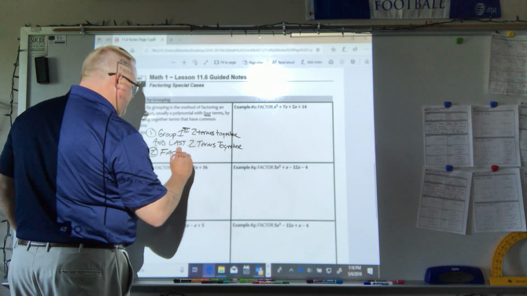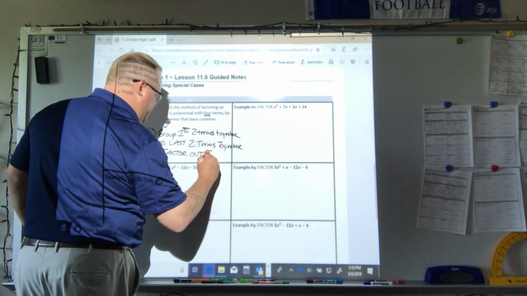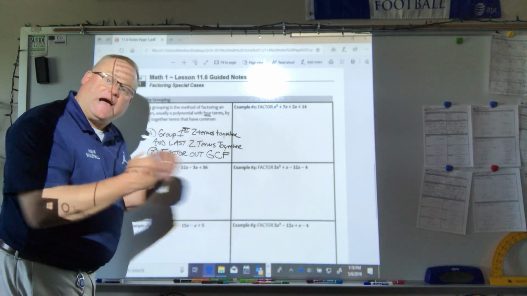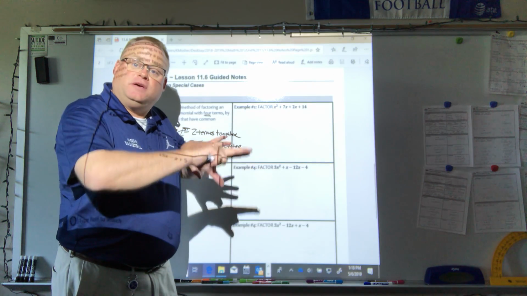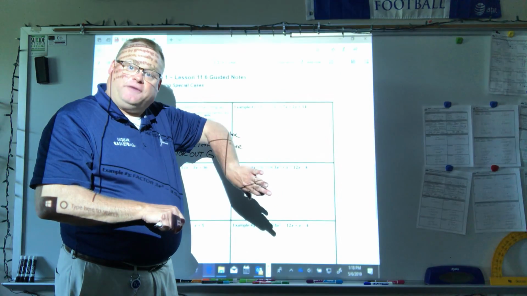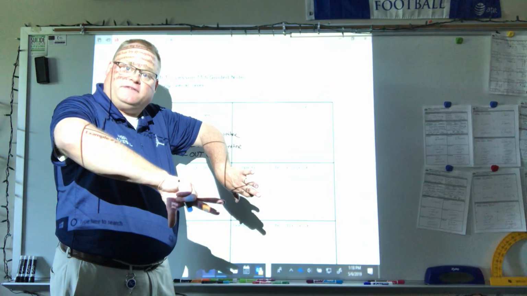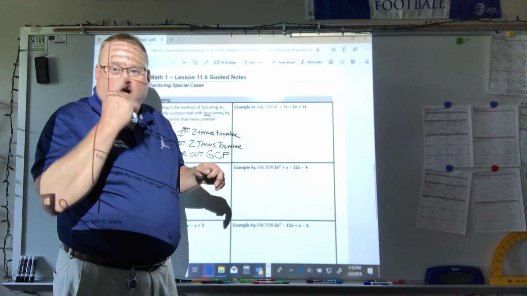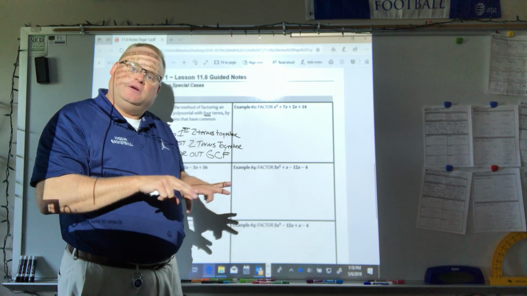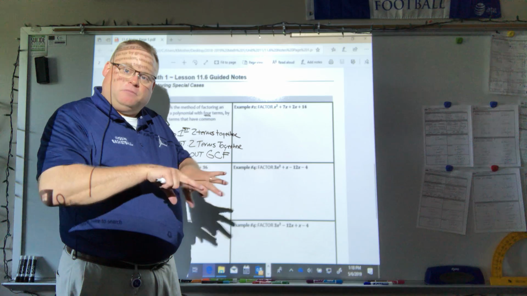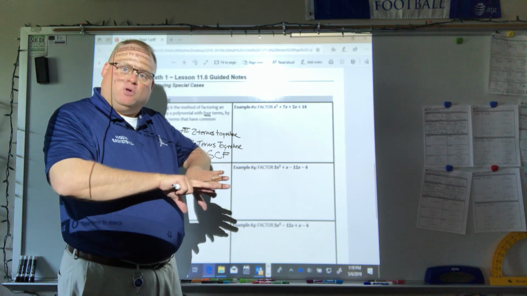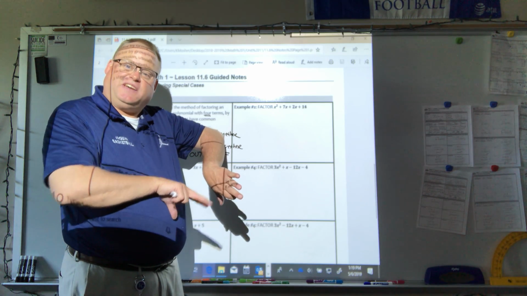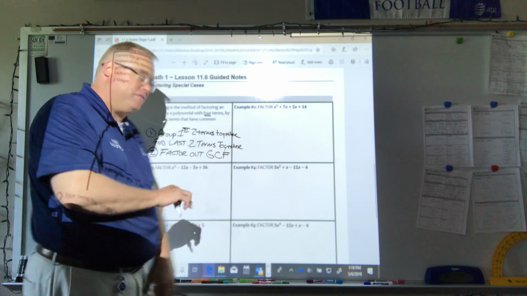Step 2, factor out a GCF. We're going to factor out a GCF of both sets. 1 GCF for the first 2, 1 GCF of the last 2. Okay, they're going to be different. They will be different on most terms. Most of the time, they're going to be different. Sometimes they're the same. We'll talk about those. But most of the time, the first 2 will have its own GCF. The second 2 will have its own GCF.